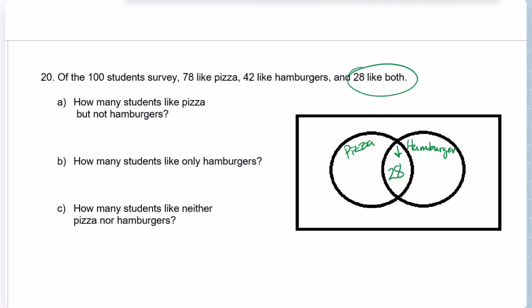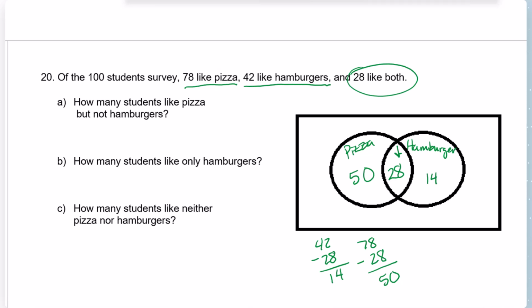Now within the hamburger circle, we can only add to 42. So 42 minus the 28 already listed in the hamburger circle leaves 14 that are going to like hamburgers but not pizza. And then of the 78 pizza likers, 78 minus 28 would leave 50. All right, so those 50 like pizza, but not hamburgers.